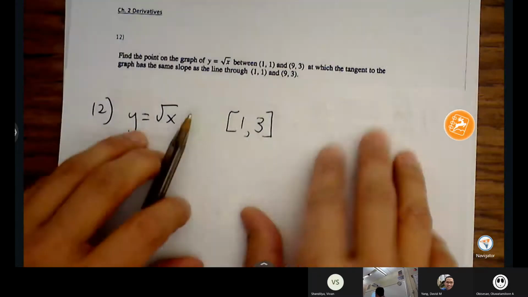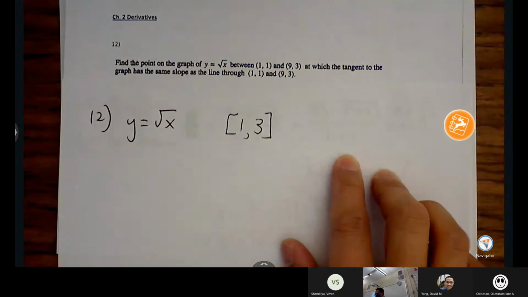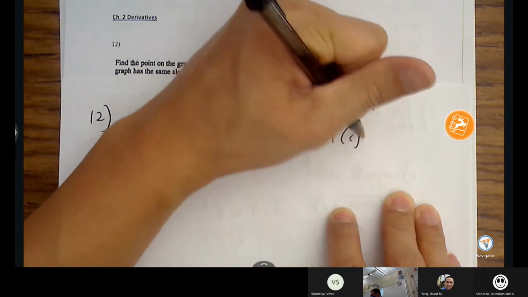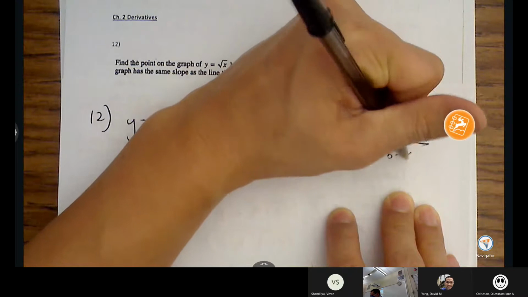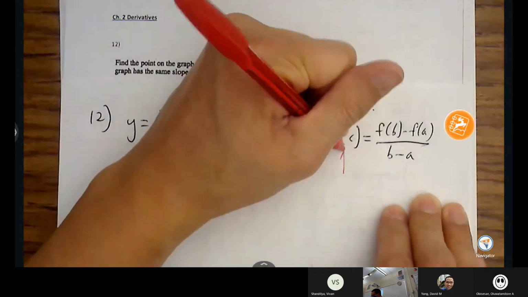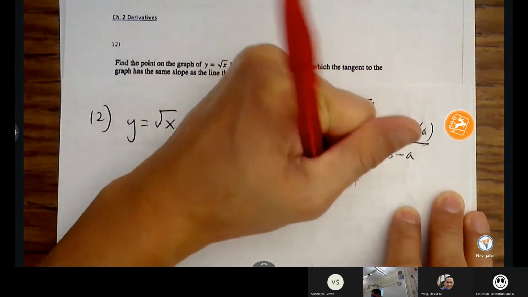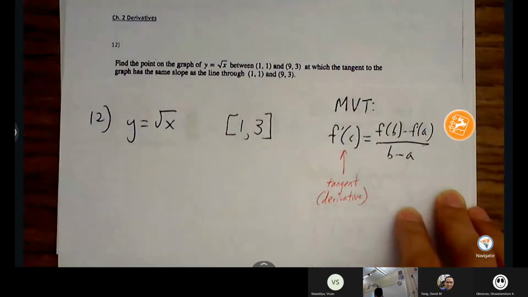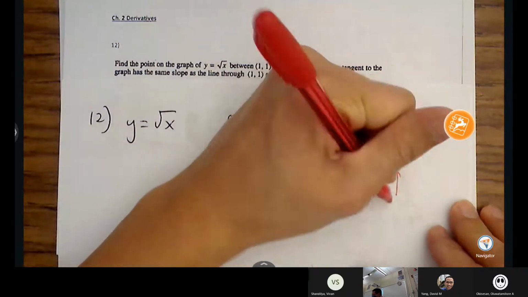So really, if we read between the lines here, this is talking about mean value theorem, because if you look at the wording here, it says the tangent to the graph. So tangent comes from f prime, in other words, a derivative related word there. The same slope between the endpoints. So this is the slope between the endpoints.